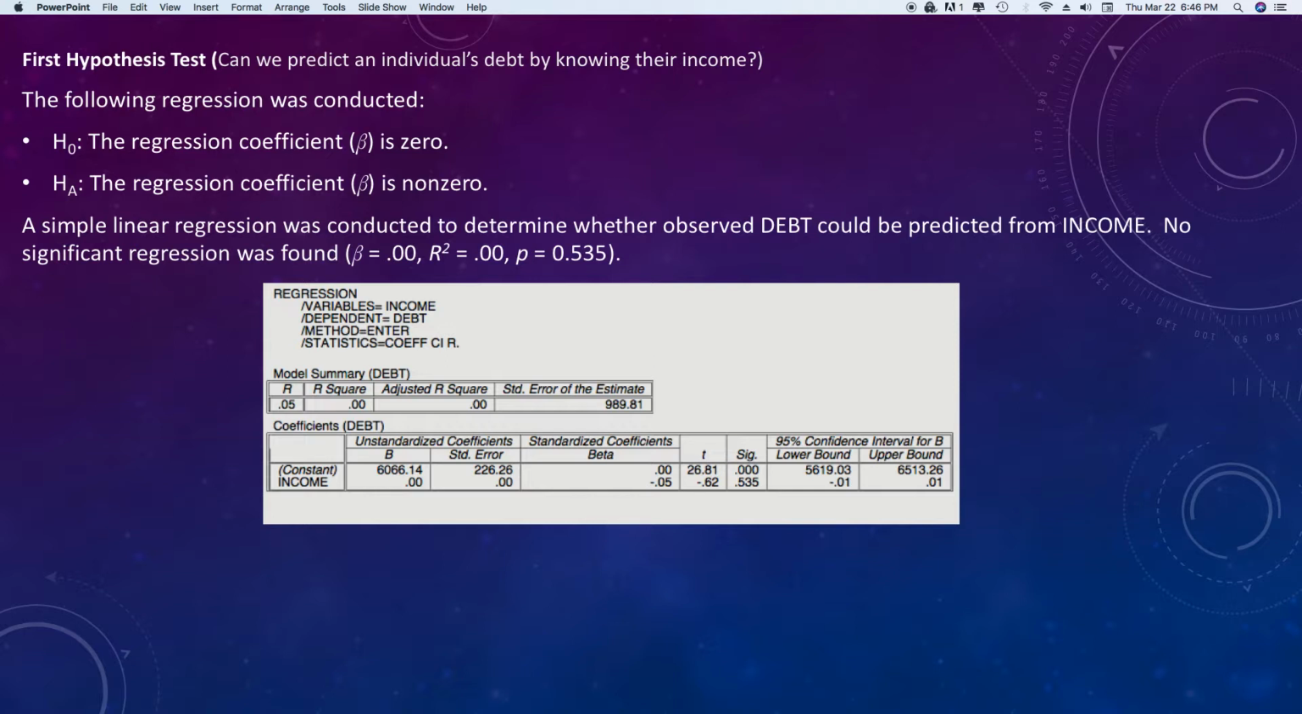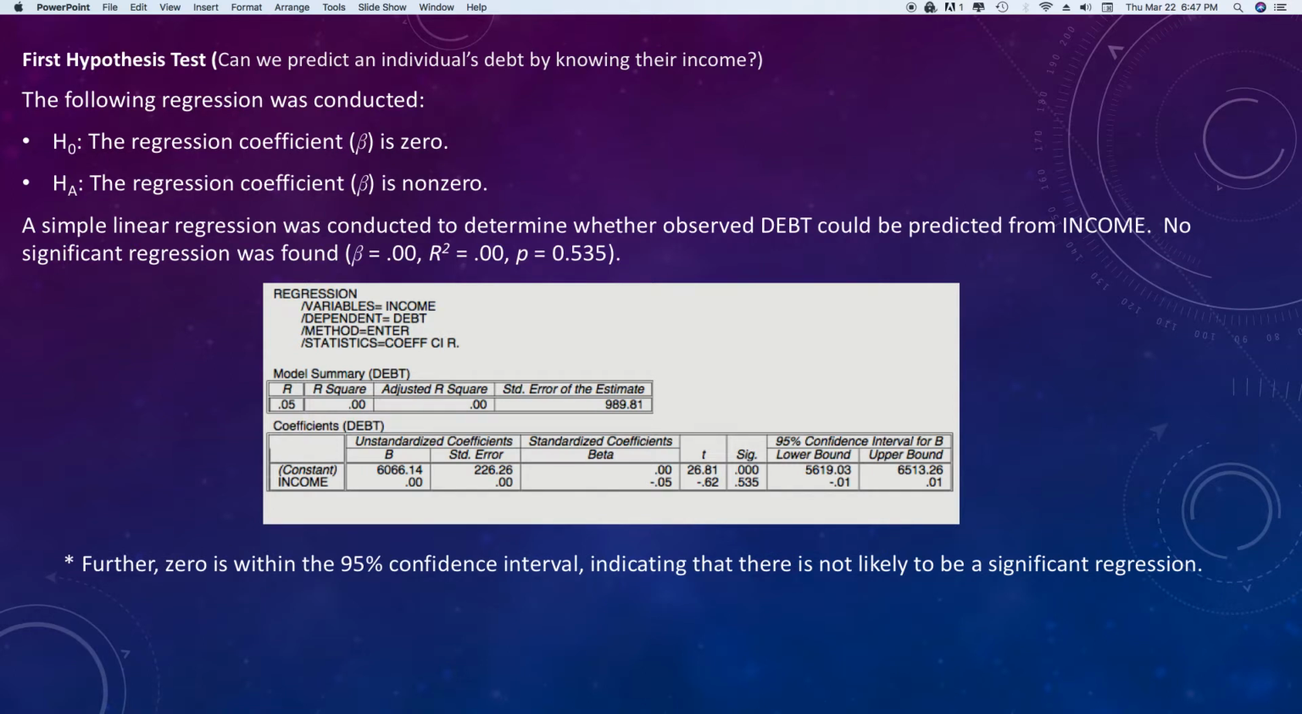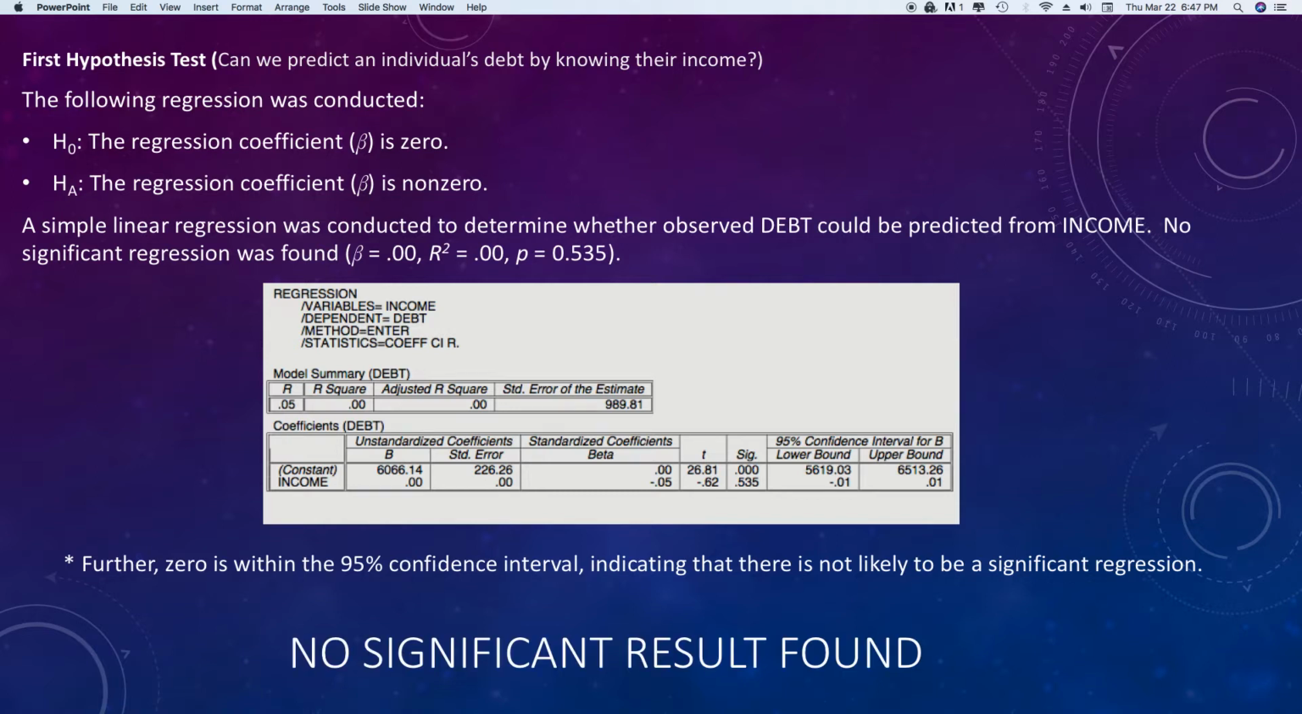And how we know that is that beta equals 0, the r-squared value equals 0, and the p-value equals 0.535. So from that we see that there is no regression coefficient. It's equal to 0. So we can accept our null hypothesis. And further, 0 is within the 95% confidence interval, which we see on the right. It is negative 0.01 and 0.01, so 0 is within that. And that indicates that there is not likely to be a significant regression and no significant result found.